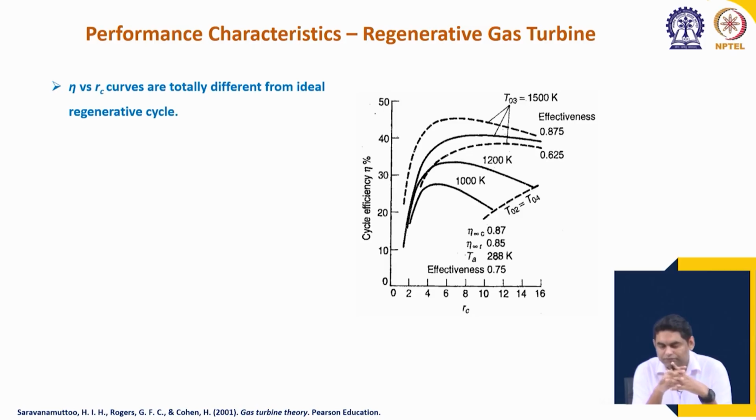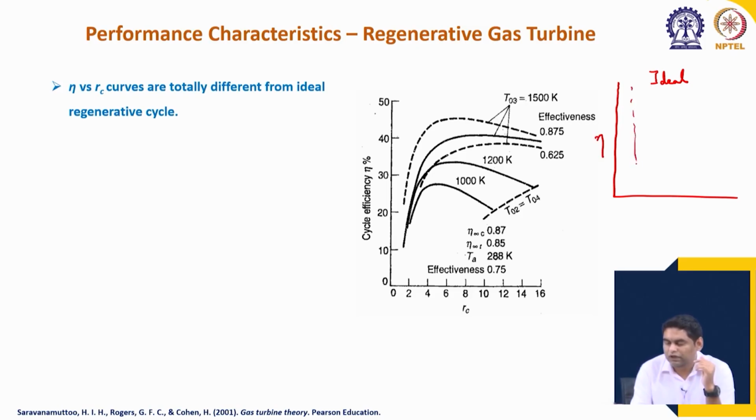So, in this case for efficiency we see that the variation is completely different as compared to the ideal cycle. If you remember, for the ideal cycle, the efficiency started at the highest value and then would decrease with increasing RC, something like that. So, this would decrease with increasing RC, and with higher temperature you get a higher value.